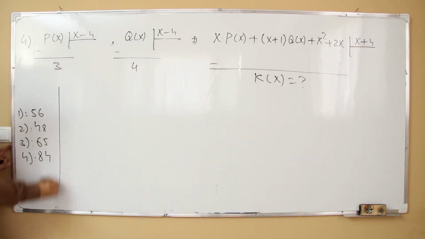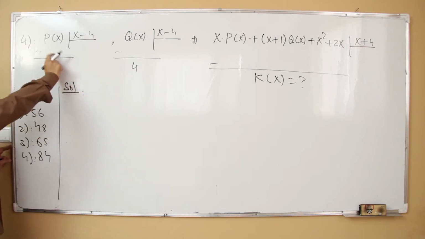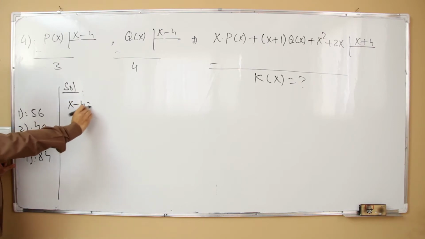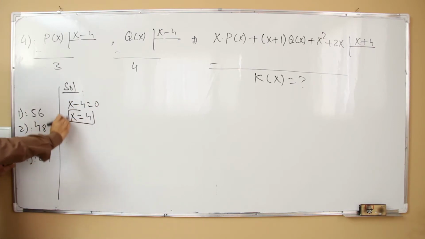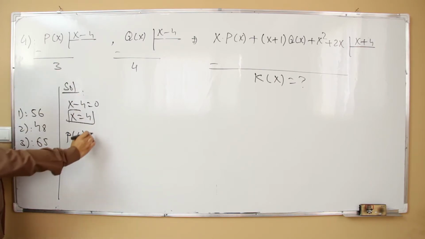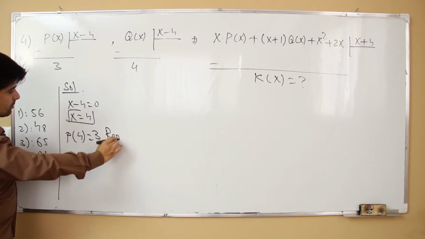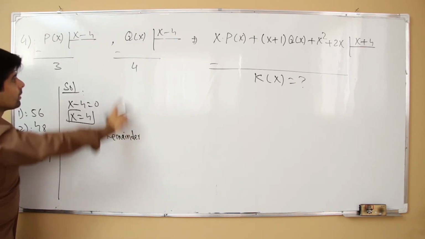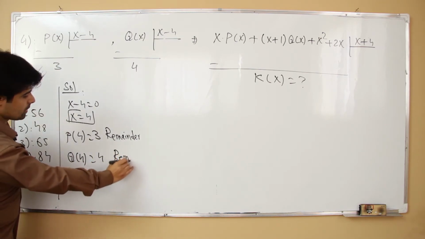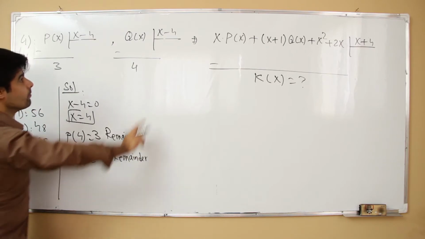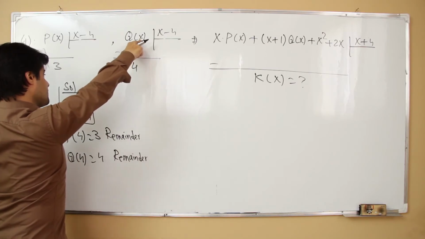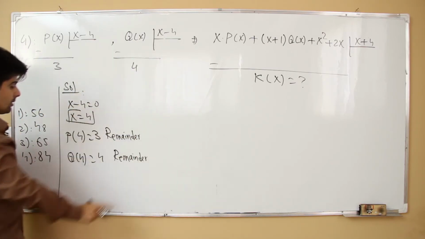First, how can you show this remainder in algebra? You have to set x minus 4 equal to 0. X is 4. Then, instead of x, you have to put 4. P(4) is 3. I mean, this is the remainder. Now, in here also, Q(4) is equal to 4. This is the remainder. X minus 4 equal to 0. It's x equals 4. Then put 4 instead of x. Q(4) is the remainder, that is 4.